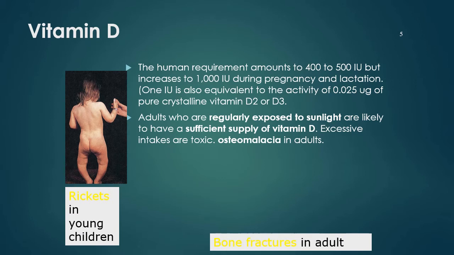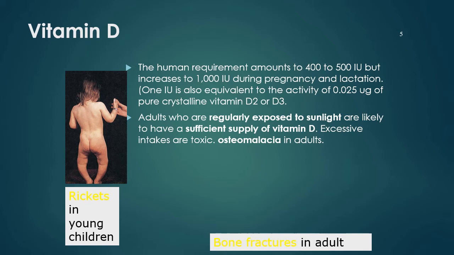Human requirement amounts to 400 to 500 IU, but increases to 1000 IU during pregnancy and lactation because the pregnant mom needs to provide calcium to her baby, and if the amount taken is less than 1000, it might cause osteoporosis to the mom in her later years due to insufficient calcium. 1 IU is equivalent to the activity of 0.025 microgram of pure crystalline vitamin D2 or D3.